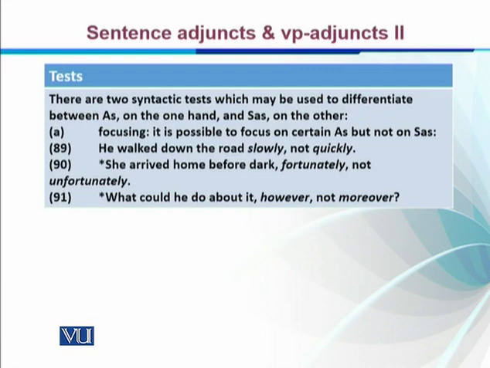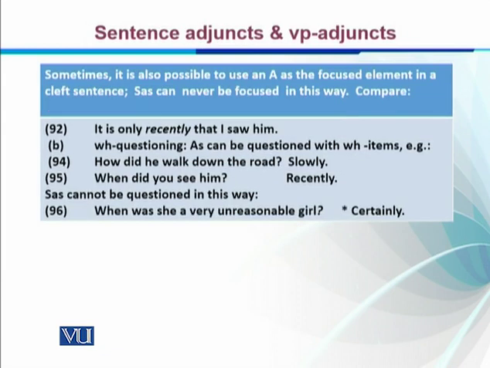She walked down the road slowly, not quickly. So we have focused on the adverbial adjunct. She arrived home before dark, fortunately, not unfortunately. So we cannot use the sentence adjunct in this way. What could he do about it? However, not moreover. So sentences like 89 and 91 are not possible. Sentence adjuncts in this way are not possible. They cannot be put into focus, whereas adverbial adjuncts can be put into focus. Similarly, it is only recently that I saw him.